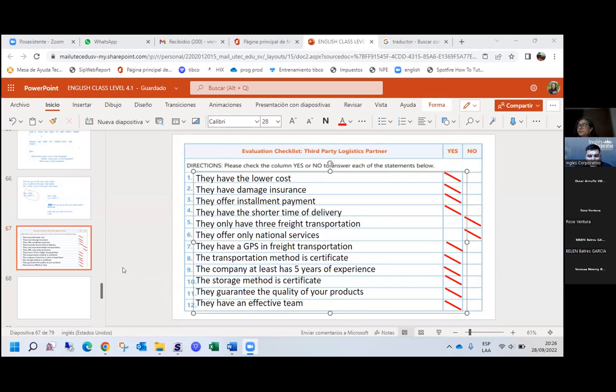Okay, the first one, for us, they have the lower cost, they have damage insurance, they offer installment payment, they have the shorter time of delivery, they only have 3 freight transportation, they offer only national services, they have a GPS and freight transportation, and the transportation method is certificate. The company at least has 5 years of experience. The storage method is certificate. They guarantee the quality of their products, and they have an effective team. Effective team, very nice. Awesome. So that's the one that you created with the land, right? Yes. Okay, awesome. Very good. Great job.